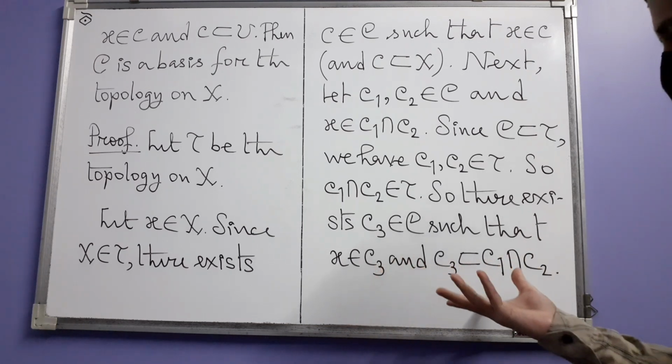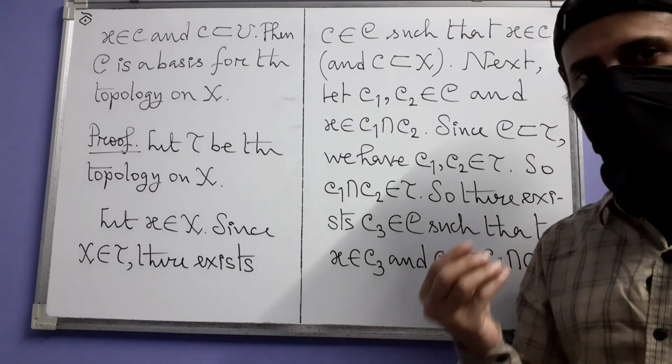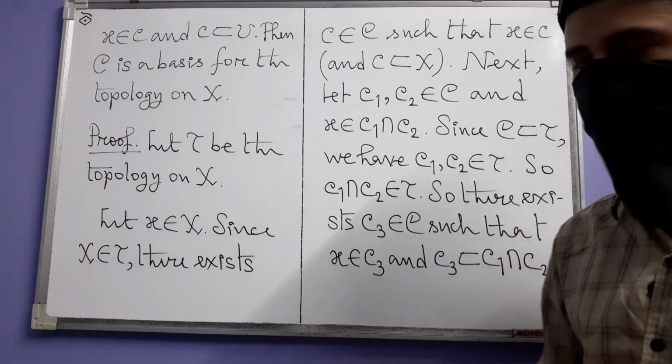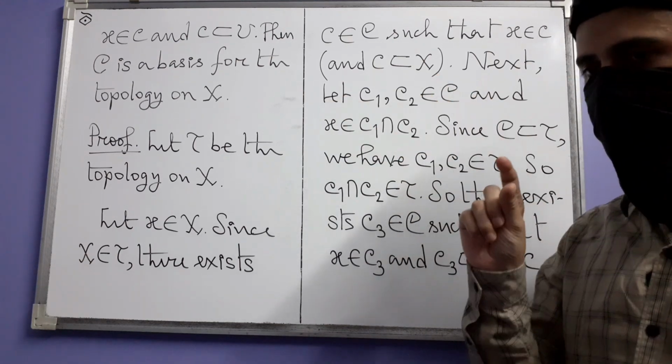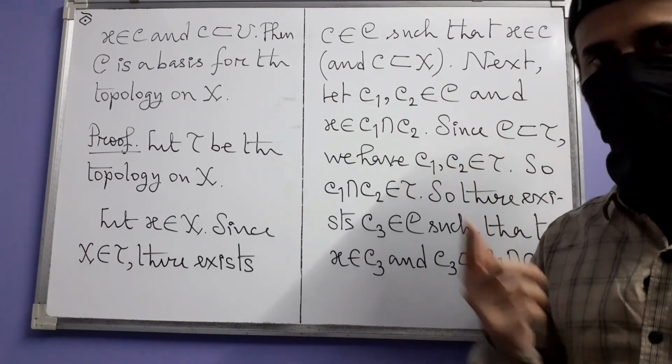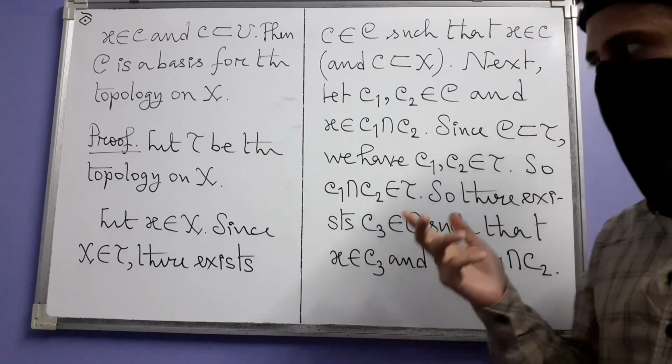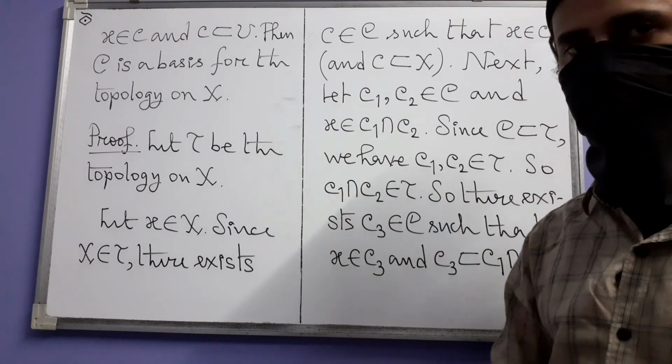But then this is precisely what you need for the second condition for a basis to be true. So the second condition is also true for our collection. So the collection C really is a basis for some topology. So in the next part we will prove that that topology is nothing but tau.